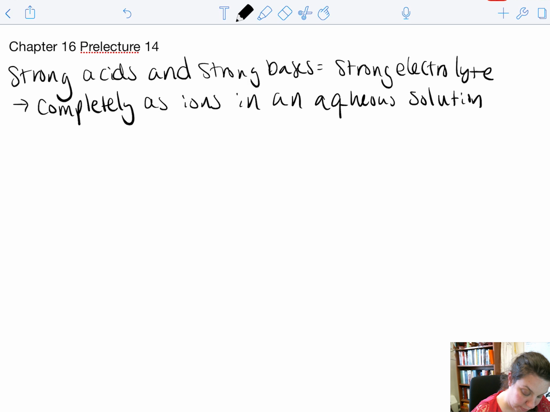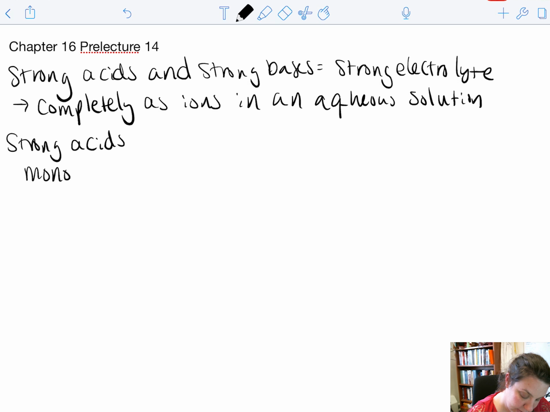So, with our strong acids and strong bases, there's going to be the ones that I'm going to talk about right now. I'm going to talk about the acids first. These strong acids, I expect you to have memorized these, and this is really the easiest way to determine if you have a strong acid or a weak acid. Our strong acids can be classified as either monoprotic or diprotic.